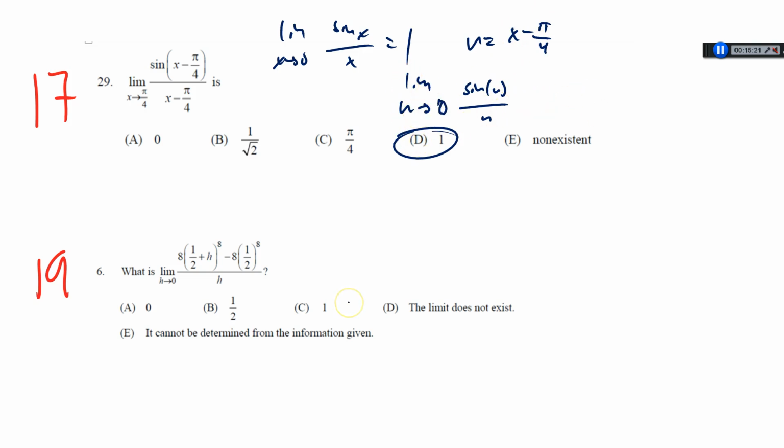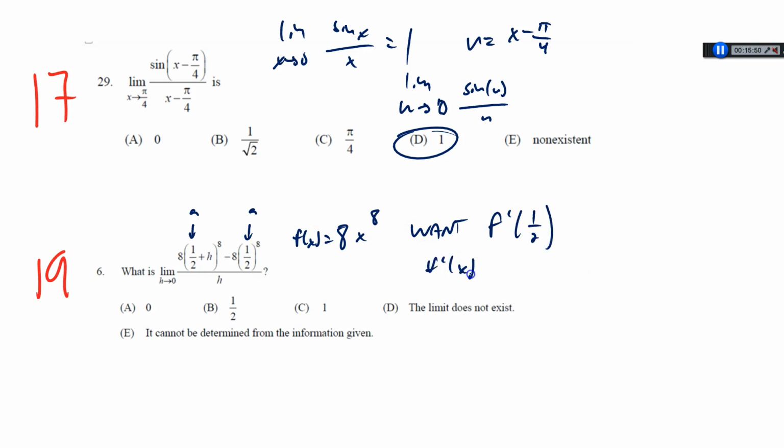All right, the last one is another definition of derivative using limits. They're asking for the limit as h approaches 0 of this whole mess. This looks a lot like a derivative. What's our function? This is our a value, 1/2 is our a value. It looks like the function is 8x to the 8th power. And they want f prime of 1/2.